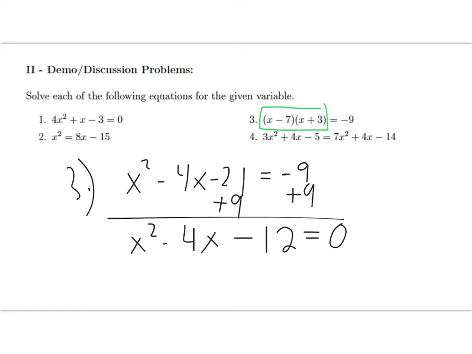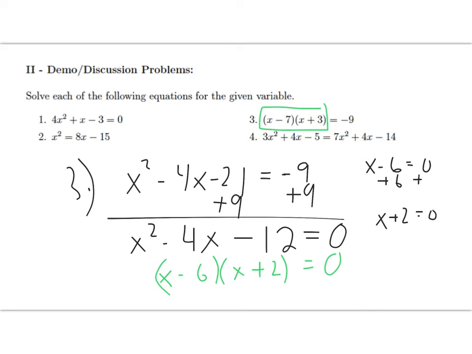Now we can factor by grouping. We're asking ourselves what adds to negative 4 and multiplies to negative 12. That's going to be negative 6 and positive 2. Again, I'm going over the factoring quickly because we've factored so many times beforehand. And now, since we have two factors set equal to 0, we may apply the zero product property and set the first factor equal to 0 and the second factor equal to 0. So we have x is 6 and x is negative 2.